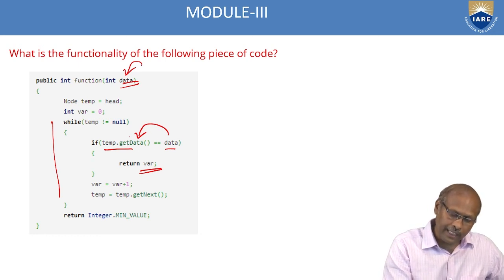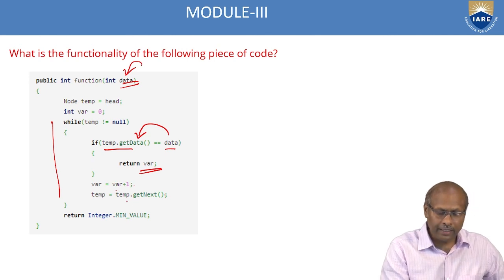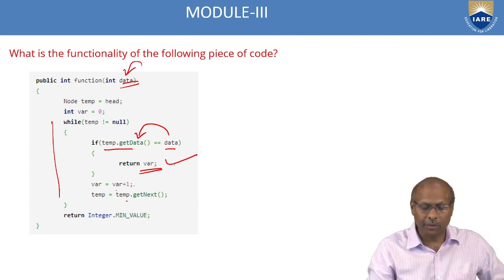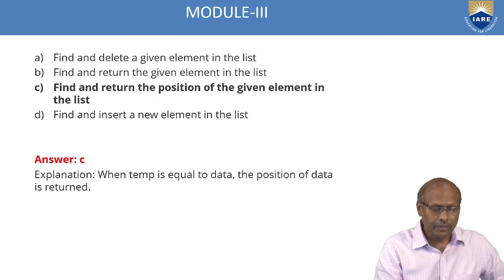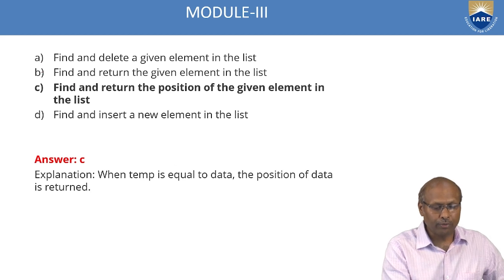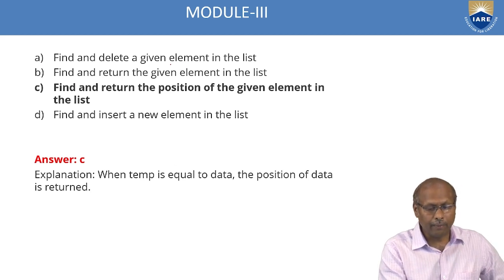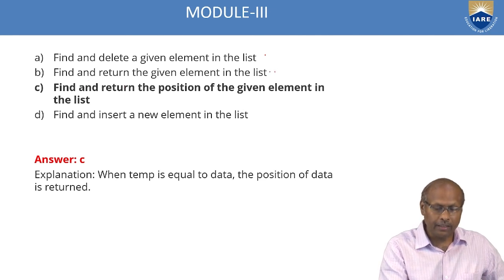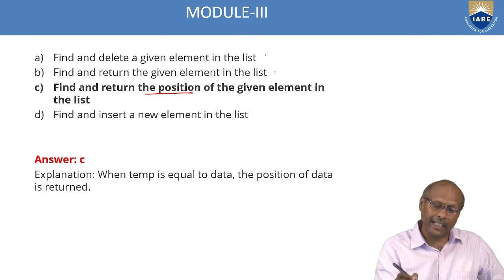If it is not there, then go to where plus 1, temp equals get next. It goes to the next. It keeps on going. Wherever it is found, return this. That means it is searching for the data. Whatever data you are asking for, it is searching. So they have given 4 options. Find and delete a given element. No. Find and return the element from the list. No. Find and return the position where exactly the data is available.